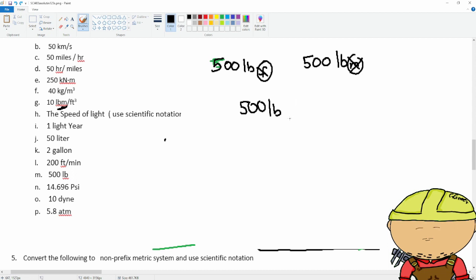Okay, conversion for pound force. 1 pound force is equal to 4.448 Newton. Okay, I'm gonna double check that in my calculator.